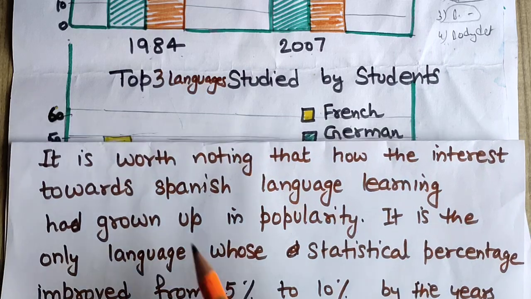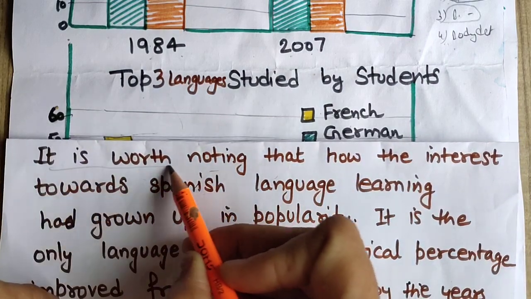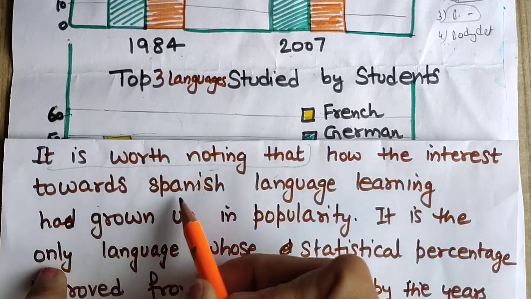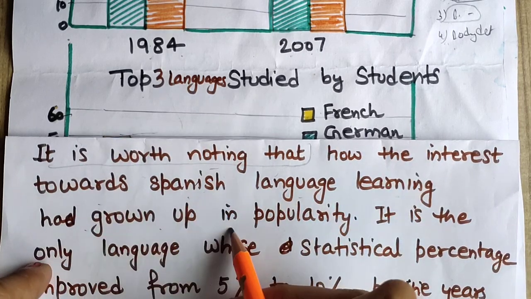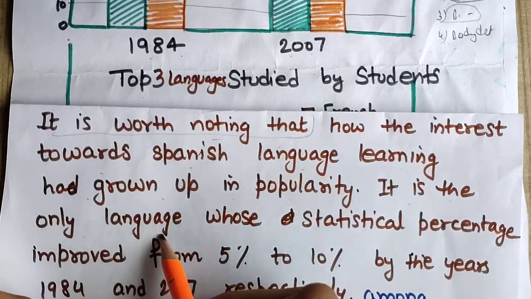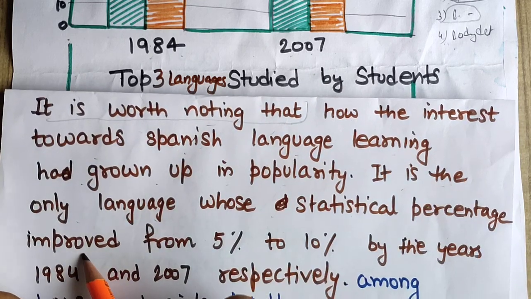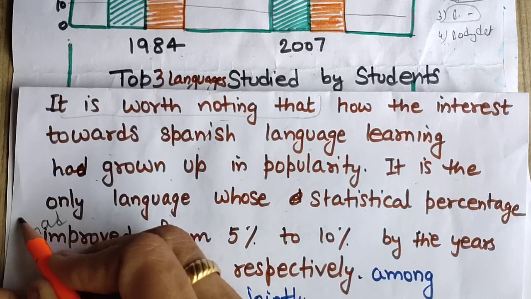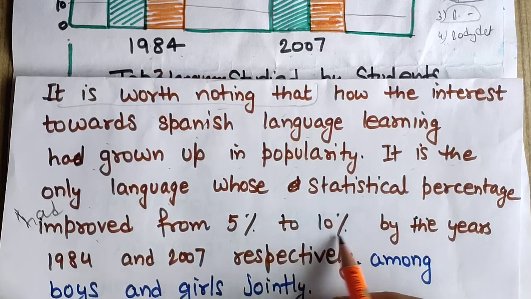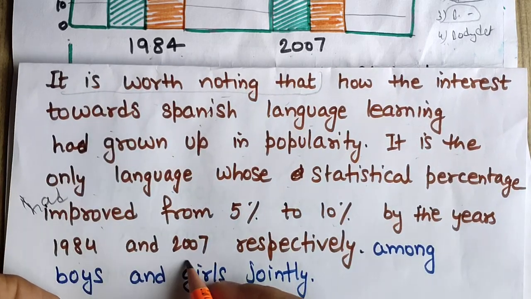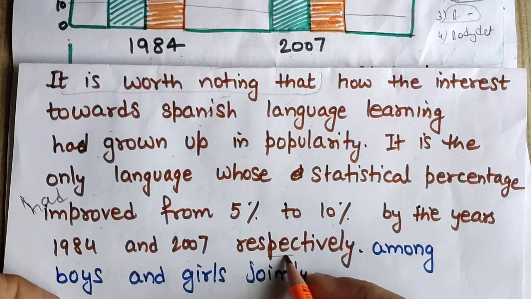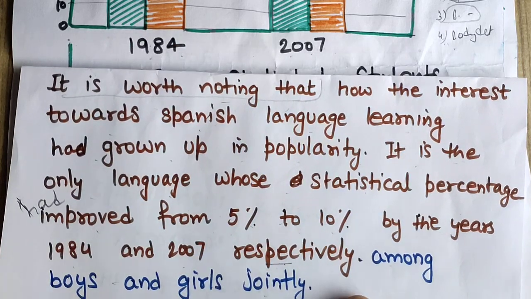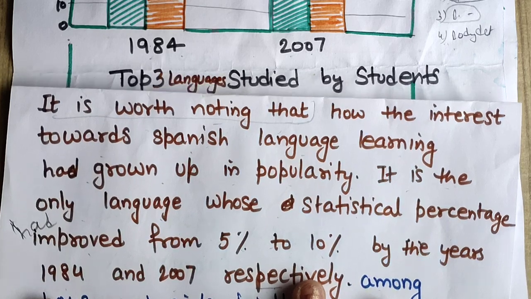Now you can see this. It is worth noting that the interest towards Spanish language learning had grown in popularity. So please use these words in your writing task 1. It is the only language whose statistical percentage had improved, from 5% to 10% by the years 1984 and 2007 respectively. We are using this respectively for boys and girls jointly. So this is a simple thing I have used, simple language I have used. You can also write it.